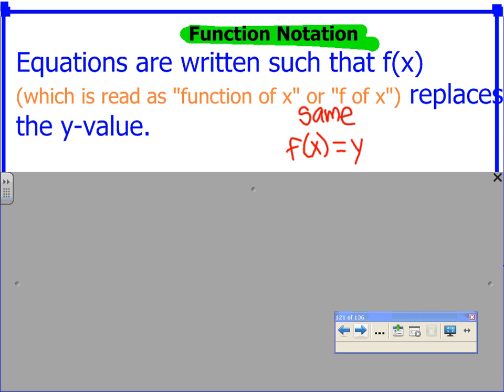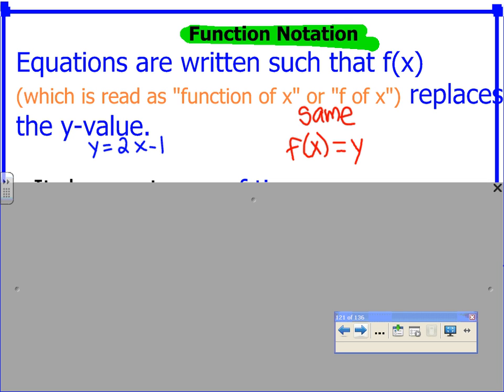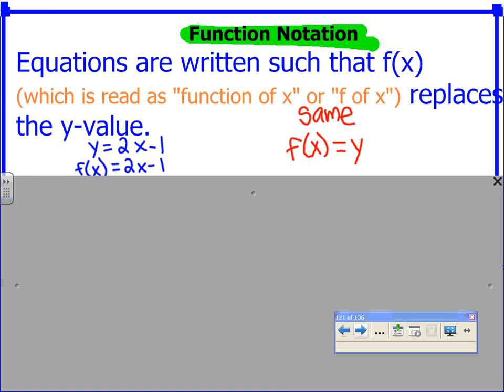So if we had an equation, and let's say it's y equals 2x minus 1, which you know really well now, that is slope-intercept form, if we were to rewrite that using function notation, you would write it as f of x equals 2x minus 1. F of x is the exact same thing as y. So I want you to make sure that you remember and understand that right now.